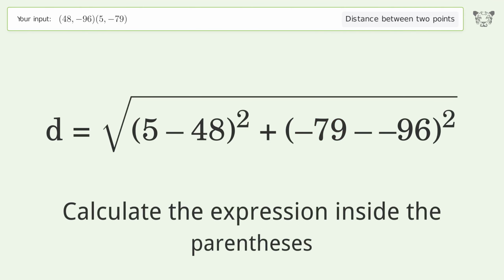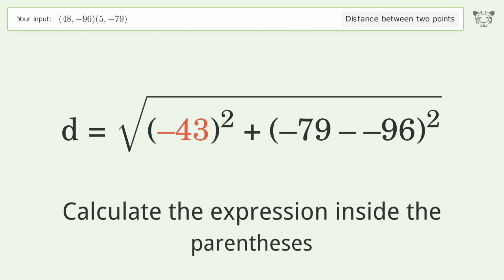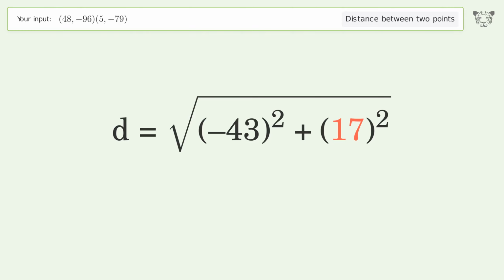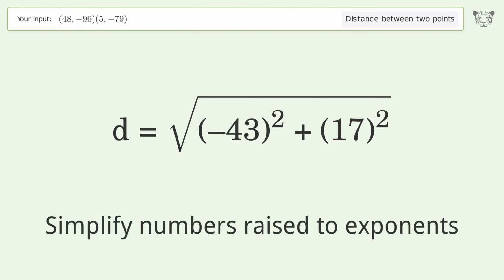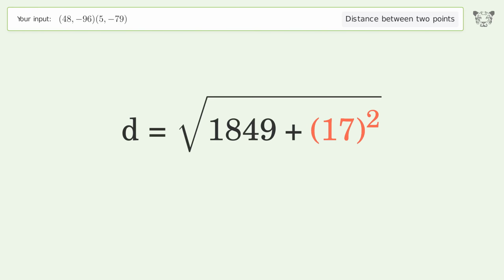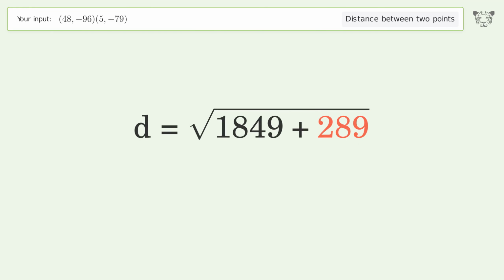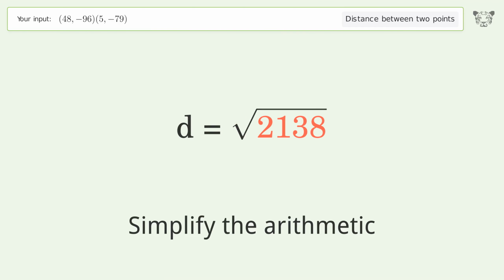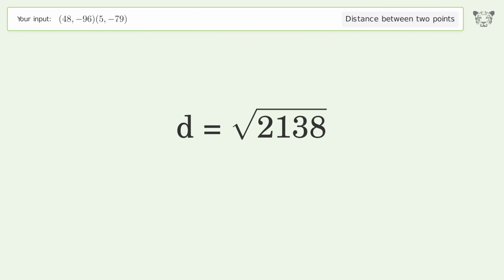Calculate the expression inside the parentheses. Simplify numbers raised to exponents. Simplify the arithmetic. And so the distance between the 2 points is the square root of 2,138, or 46.239.